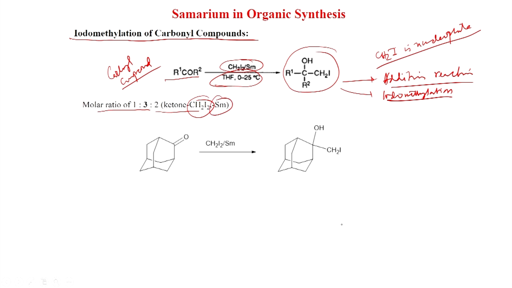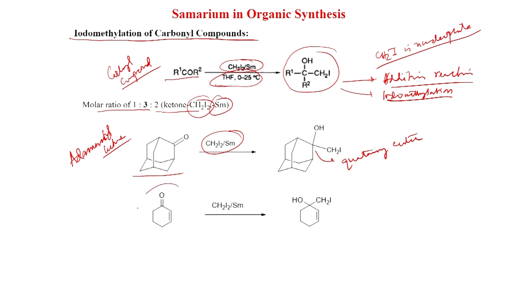And then if you treat this adamantyl ketone, so this is adamantyl ketone or adamantone, and then with CH2I2 samarium you get this. This is a quaternary center and carbonyl become OH-CH2I. Similarly with cyclohexenone also, if you put CH2I2 samarium, here the cyclopropanation did not happen.